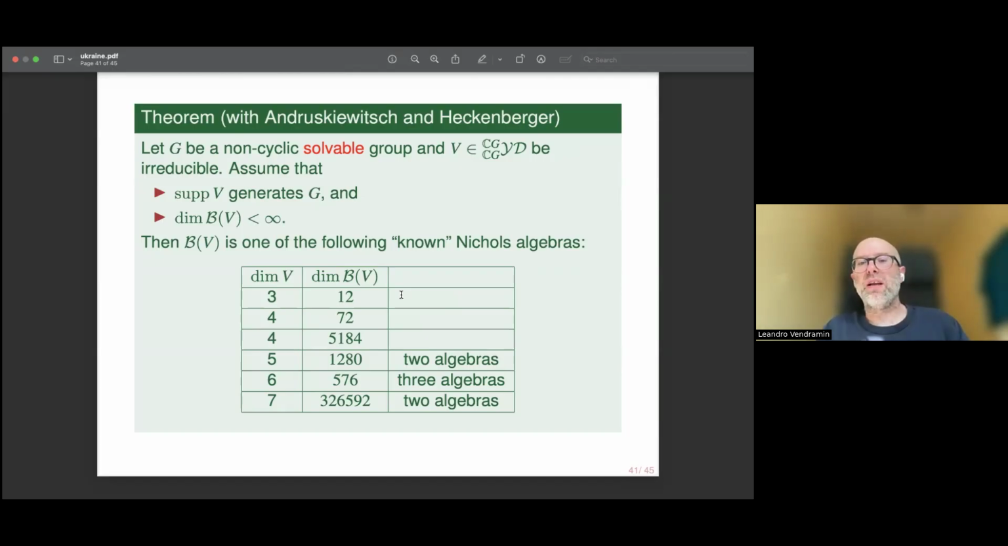So suppose that G is a non-cyclic solvable group, and you have a Yetter-Drinfeld module. Again, you take the same assumptions as before, right? That the support of V generates G, and the Nichols algebra is finite dimensional. Then your algebra is one of those that you had before, right? So this is the list of possible Nichols algebras that you can get. But remember that you have a finite Nichols algebra over S5, right? So we don't know what happens over the non-solvable case. We have at least 2 examples that were listed before. We don't know if there are other examples over non-solvable groups. Over solvable groups, we are done, right?